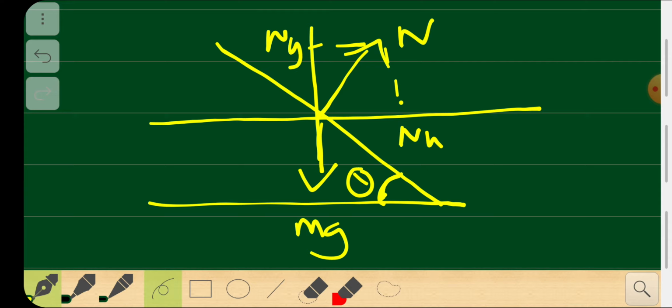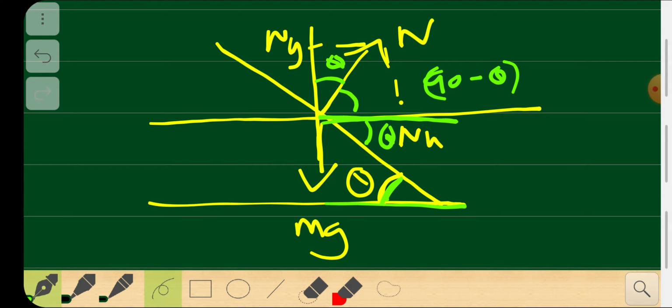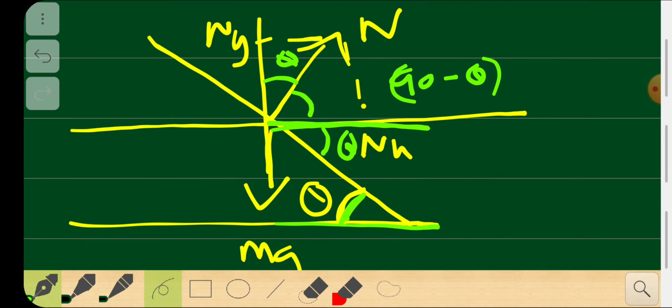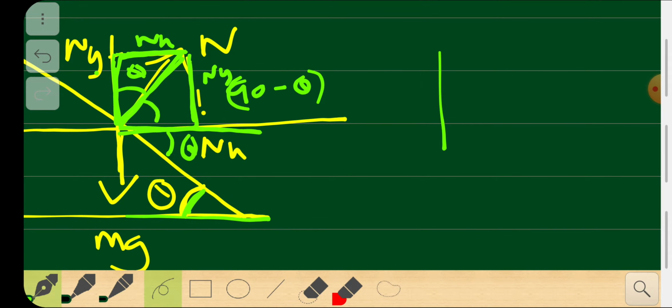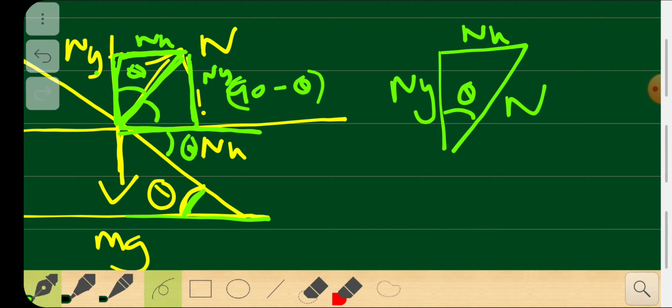If this is theta here, then these are two parallel lines, so you can say this will also be theta. So this will be 90 minus theta, and this angle will be theta again. You got that, right? Now you can say that this length is n_y, and this length is the same as n_x. Now I'm going to draw only this triangle to the side. This is theta, and this is n_y, and this is n, and this is n_x.